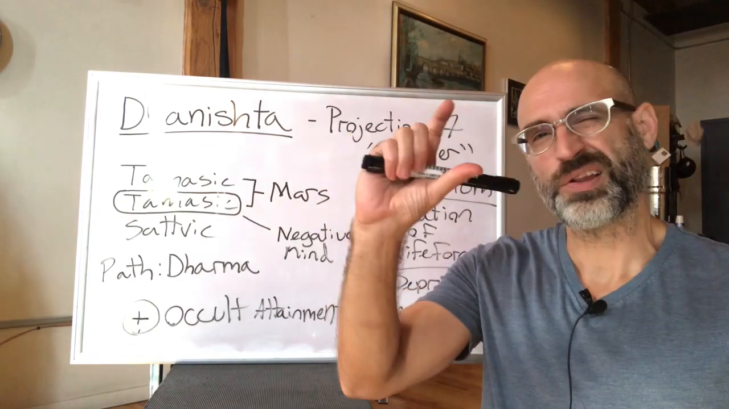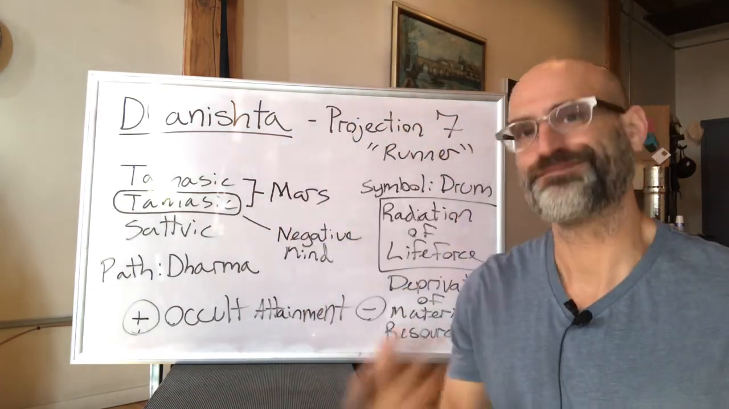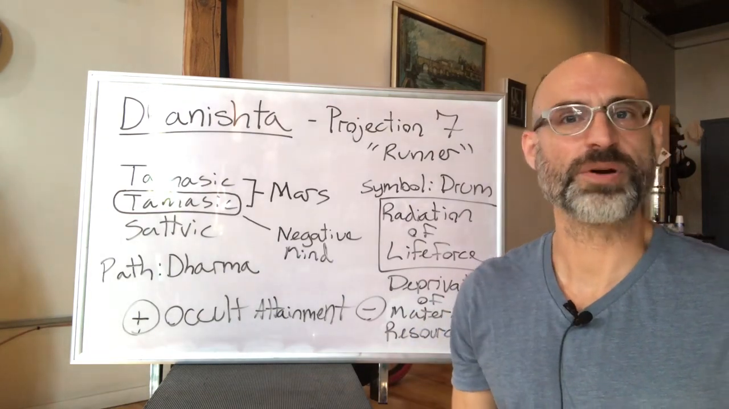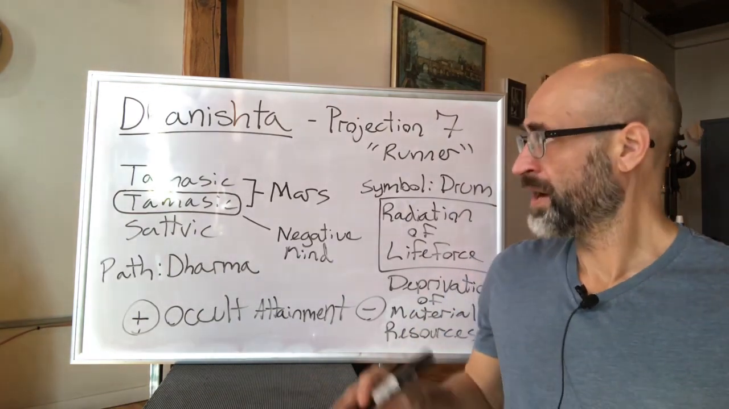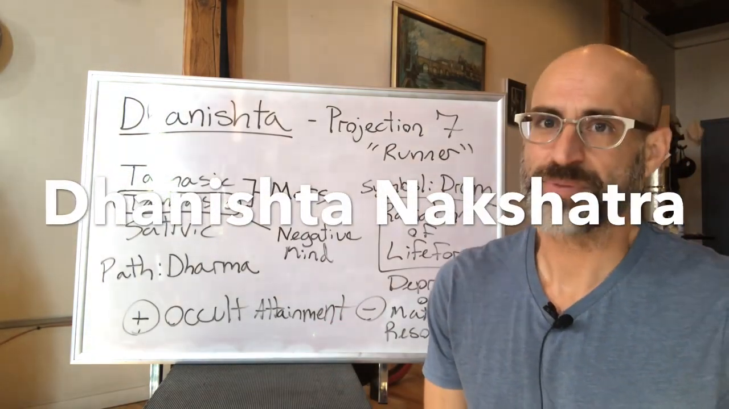And again, you kind of want to look at your moon, your ascendant, and your sun, with the moon and the ascendant, in my opinion, being the primary or the most important. So today's nakshatra is Dhanishta. I think I'm pronouncing that right.